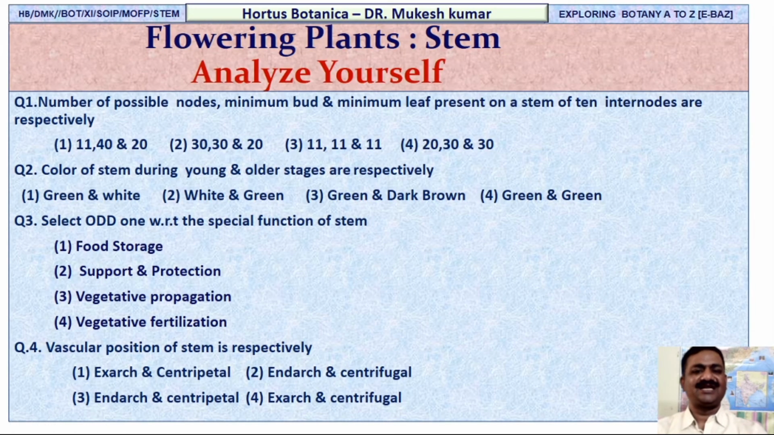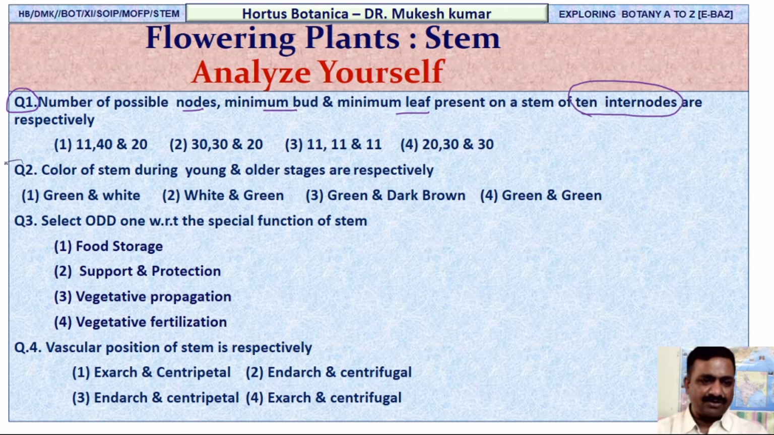Now, yes, it's time to scan your brain. Just analyze yourself through these important and newly created questions under Hortus Botanica. Yes, we have these 4 questions. I am giving you the first question. You have to find out the possible minimum number of nodes, buds and leaves on a stem having 10 internodes. Very interesting question. You have to write the answer of this question in the comment section.